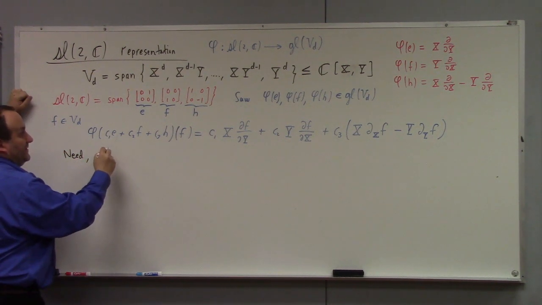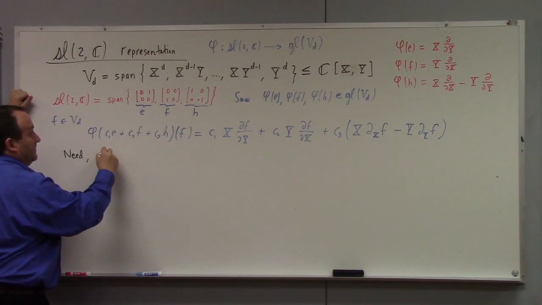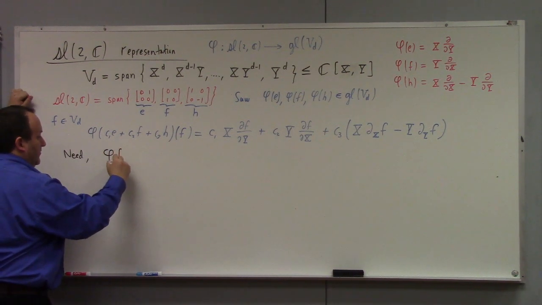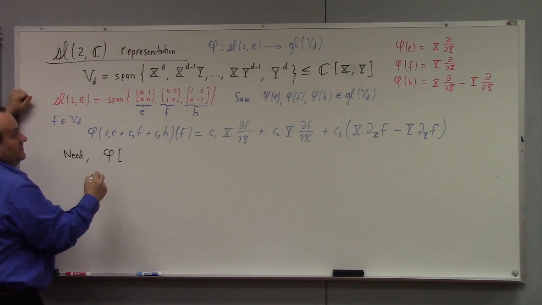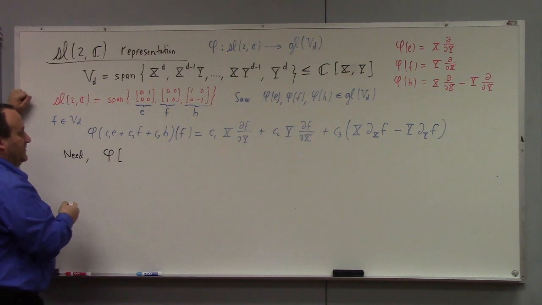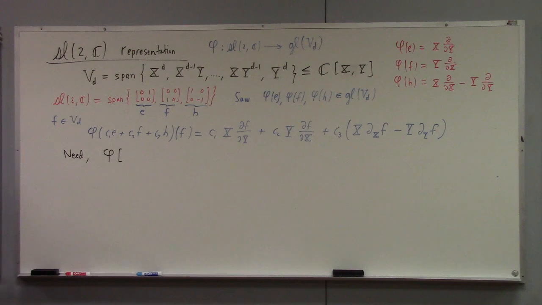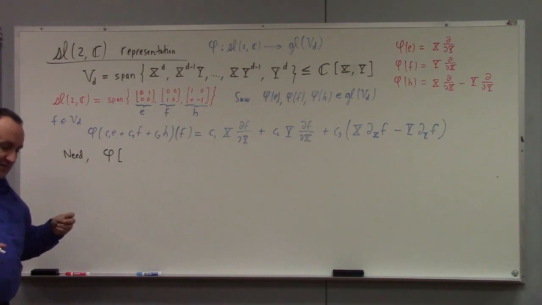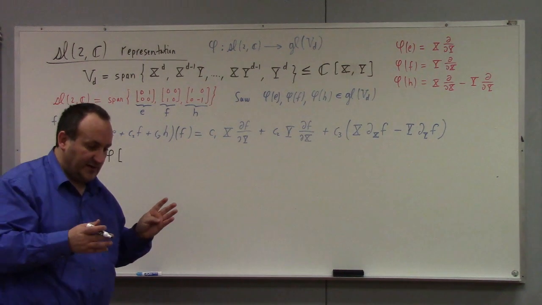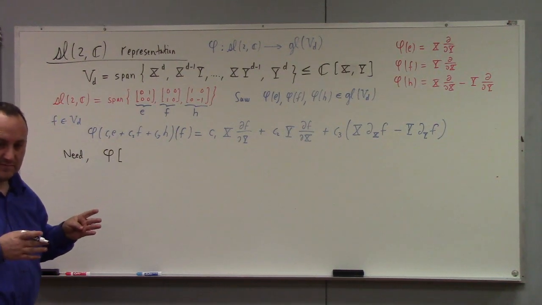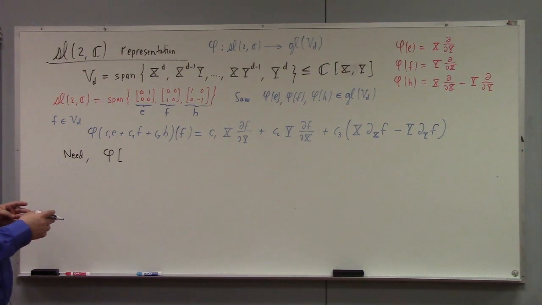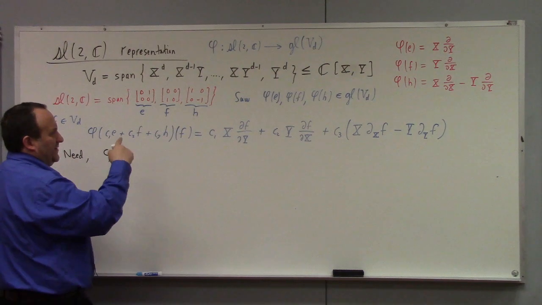What do we need? We need that phi of the brackets, right? So like phi of, and so here's another theorem. It suffices to show that the brackets are preserved on distinct triples of the bases. Well, I guess just distinct pairs of the bases.